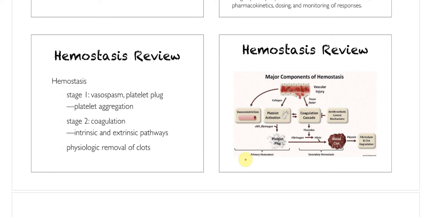And then something to be aware of is that we have both primary hemostasis and secondary hemostasis. Primary hemostasis, the purpose of this is to promote vasoconstriction and platelet activation for the purpose of forming a platelet plug.